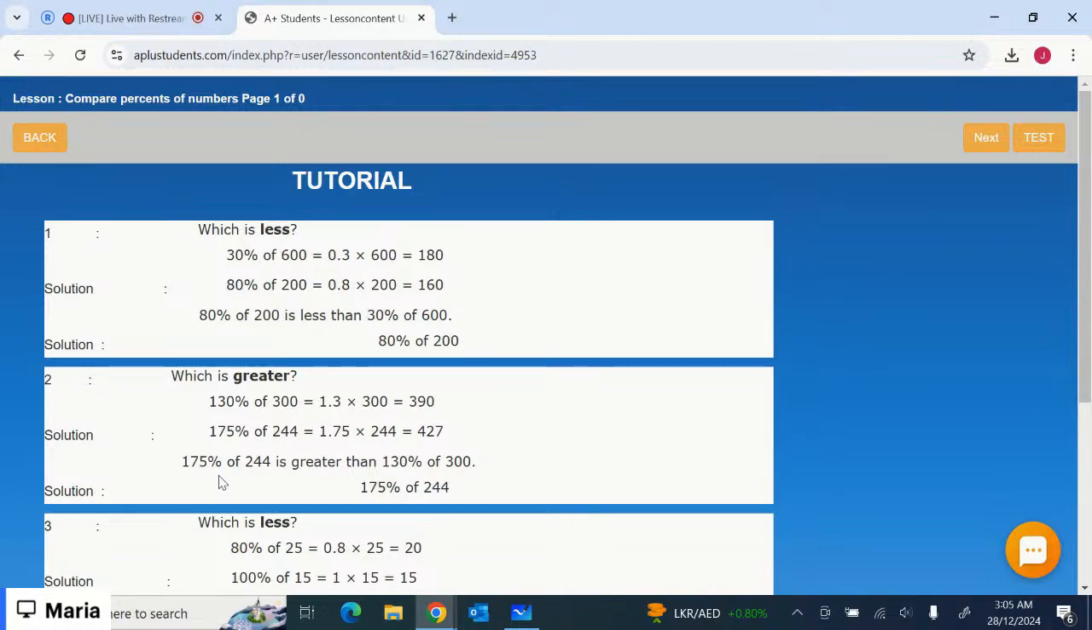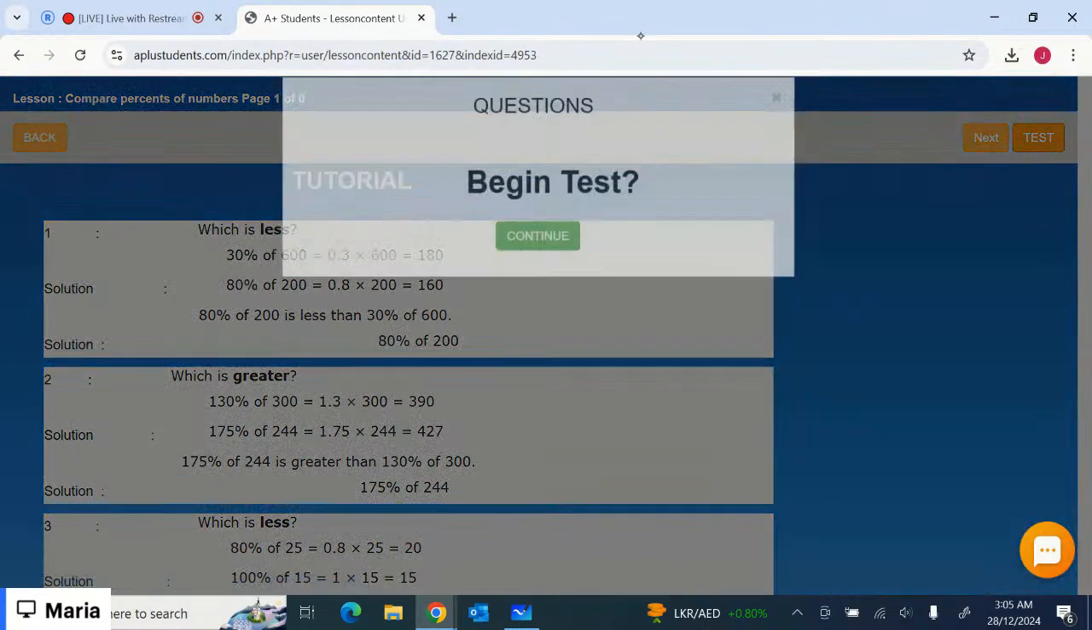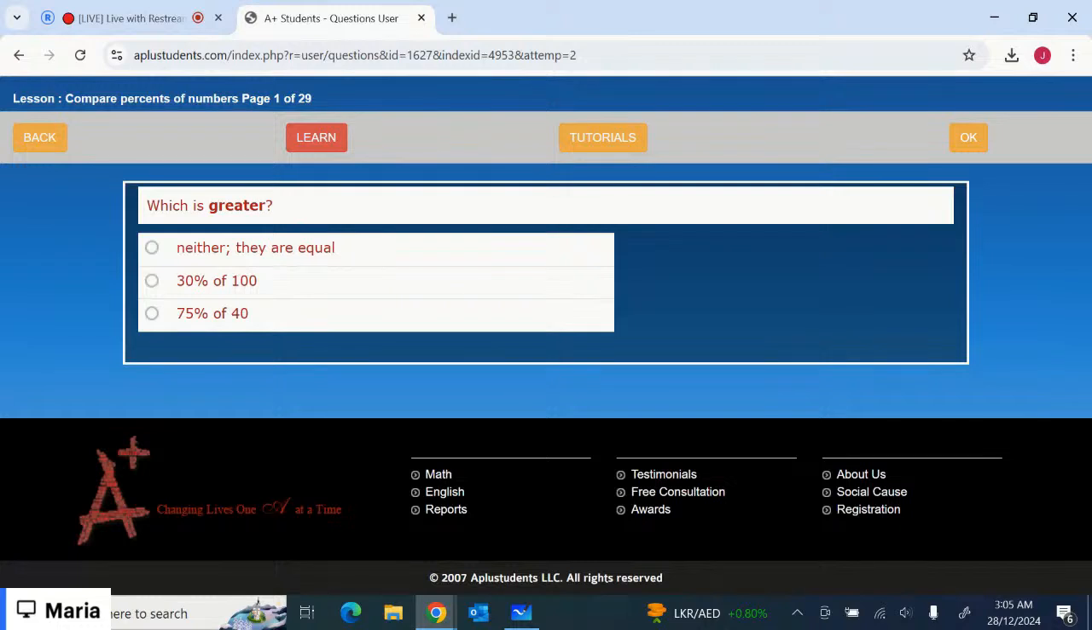So you have to find which is less. That means 80% of 200 is less than 30% of 600. The correct option is option number 1, that is 80% of 200. Let's just start with the test questions.